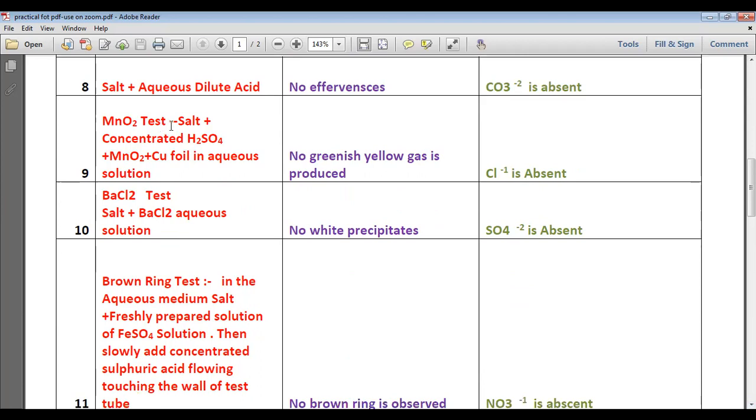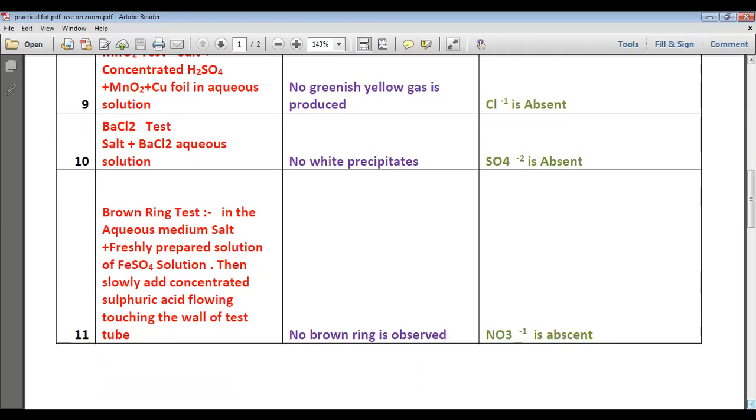We'll perform the MnO2 test. We'll take the aqueous solution of salt and then add concentrated sulfuric acid. We'll add manganese dioxide, MnO2, and as a catalyst we'll add copper foil into it. We'll heat it and we'll see that no greenish yellow gas is produced during this process, and that is why we can say that Cl minus chloride ions are absent.